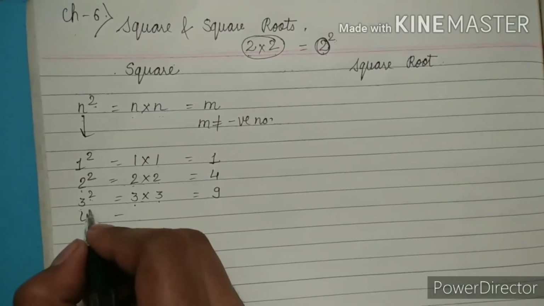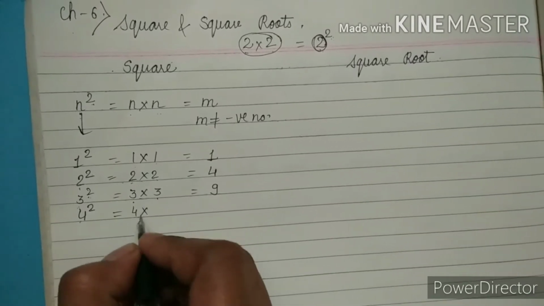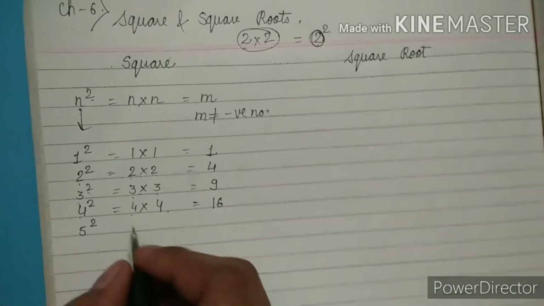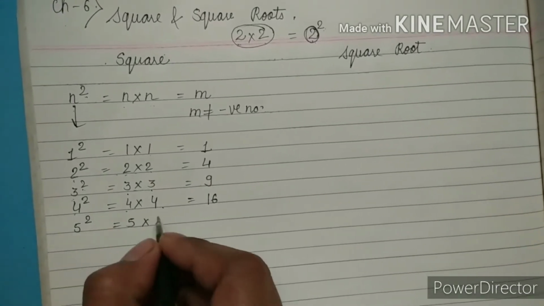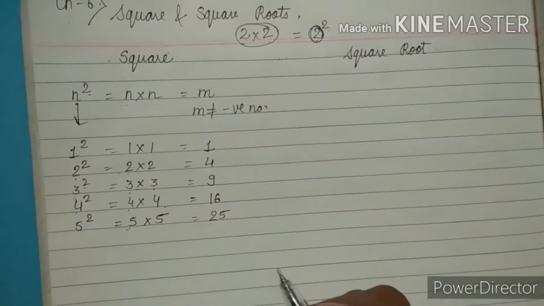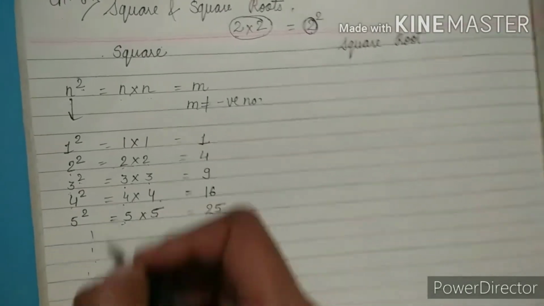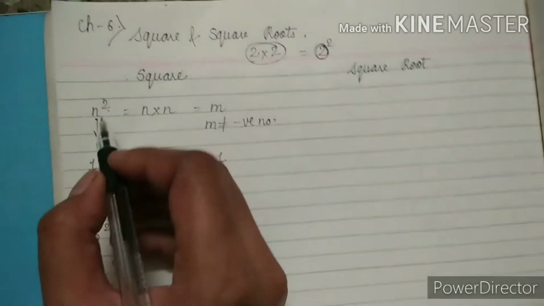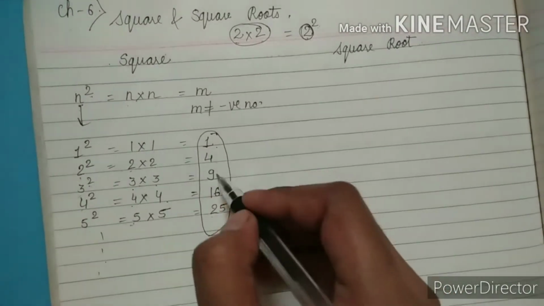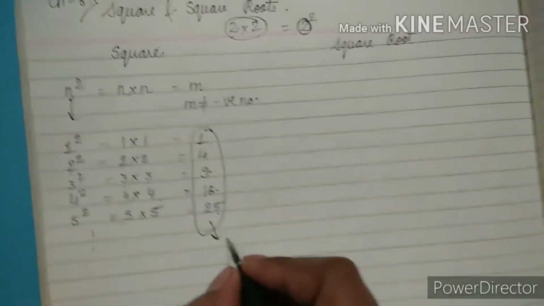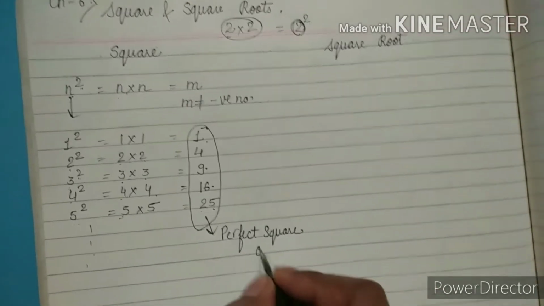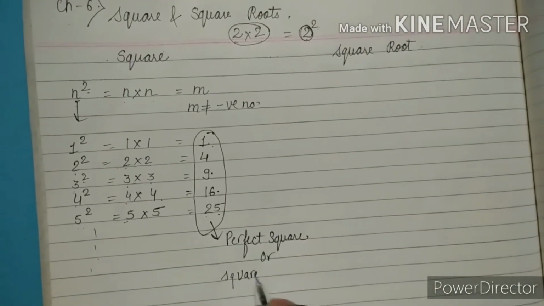Same as 4: 4 square is 4 into 4, so 4 fours are 16. Now 5 square is 5 into 5. 5 will multiply 2 times, so 5 fives are 25. That will continue, where we can put different values of n. So 1, 4, 9, 16 and 25 are all called perfect squares or square numbers.